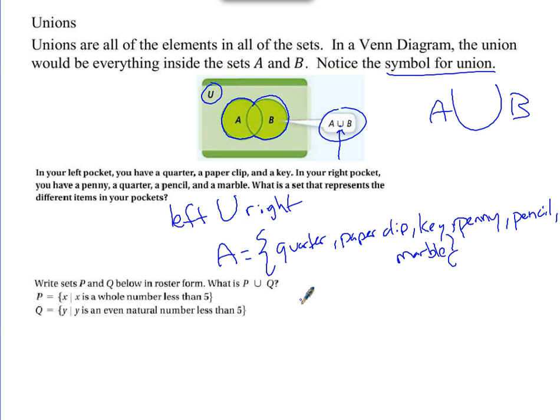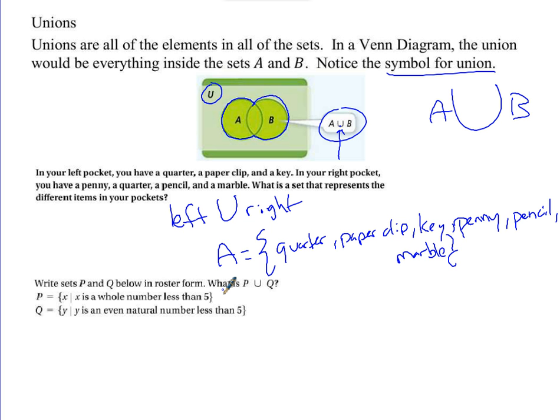Okay, write sets P and Q below in roster form. We know that roster form means what? The baseball roster does what? Everybody's listed out. So roster form means list everything out, okay? So we have two sets. Write them in roster form first, then find the union, P union Q. By the way, you don't read that as a U, you say union. And you don't try to say it like a word. This is P union Q, okay?